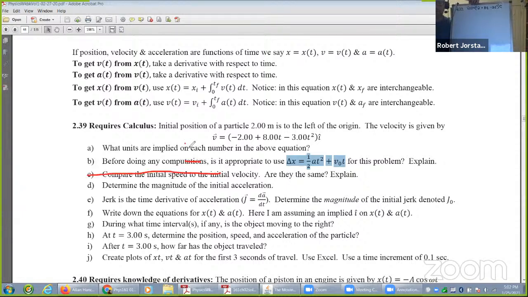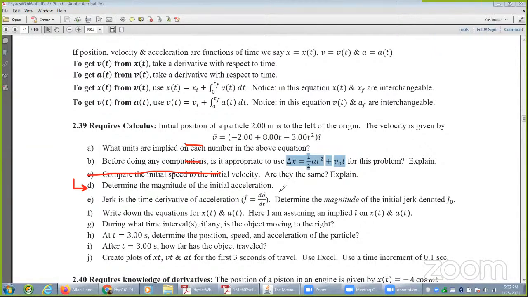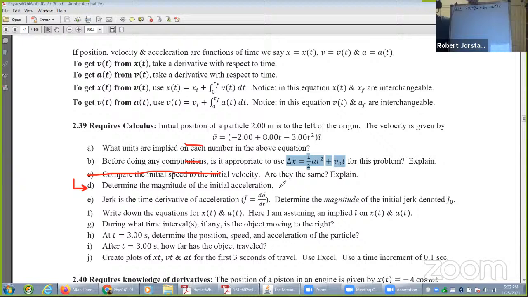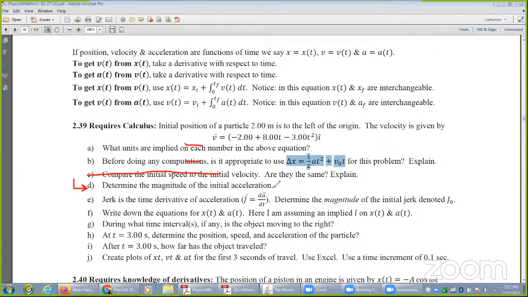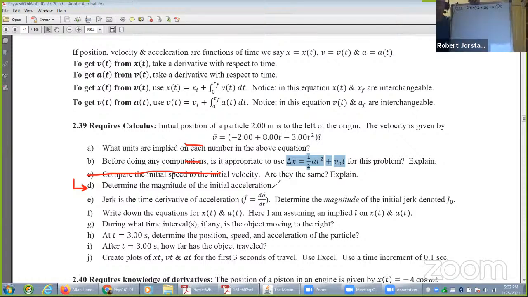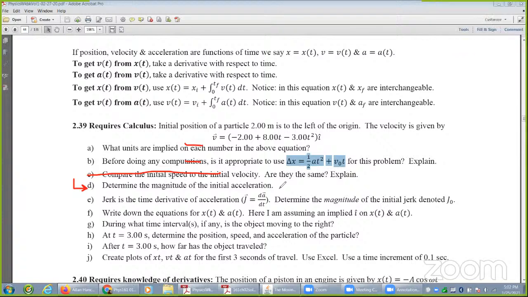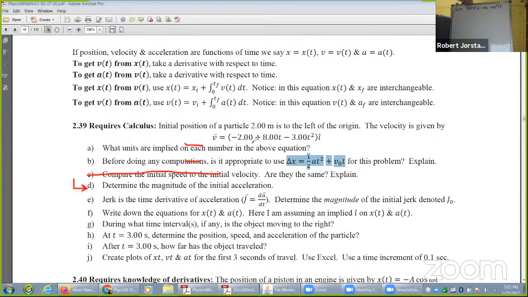We've done this one. We've done this one. How do you get the magnitude of the initial acceleration? Any ideas? What process would you follow to get this? Derive the acceleration and plug in 0. Okay. How do you derive the acceleration? Take the derivative of velocity. Yeah, that's the right phrasing I was looking for. So take the derivative of velocity to get a.